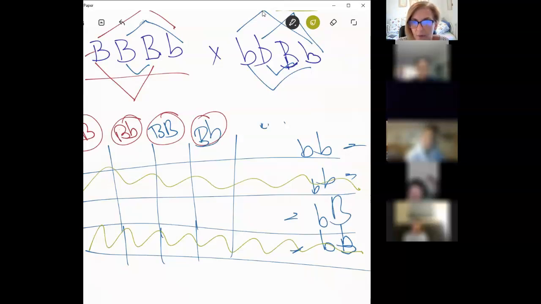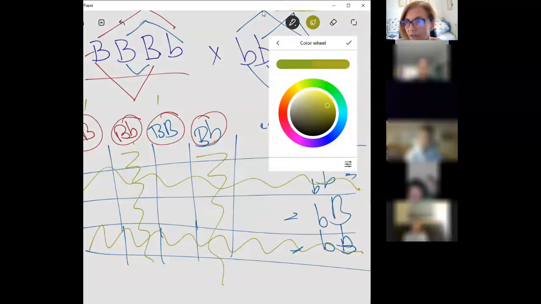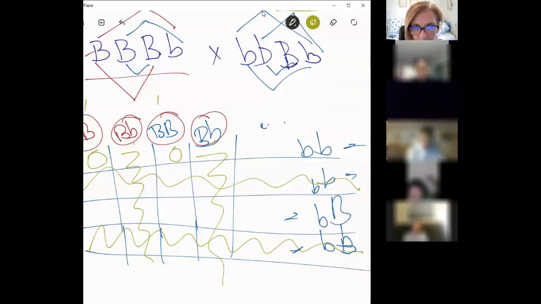Up here, what do I got that's the same? These 2 are the same. These 2 are the same. So again, I don't have to have the duplicate rows. So now my box just became a little bit simpler. I just have to solve this one, this one, this one. Good.